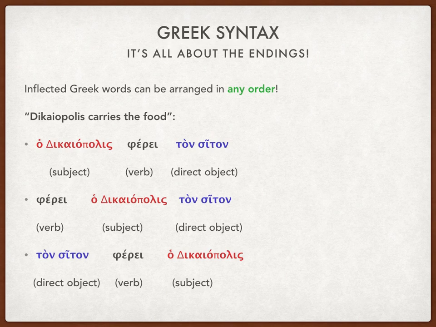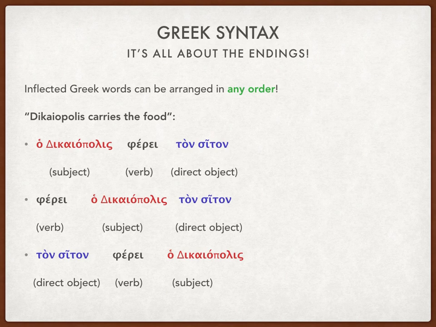Ton seton, that you see in blue, is accusative, and that tells me the bread, the grain, the food is the thing being carried. It's not the subject, so the bread can't be doing anything here. Dikaiopoulos is the one carrying because he's nominative, he's the subject. So I could just have a sentence that says, ho Dikaiopoulos fere ton seton. Dikaiopoulos carries the food. I can rearrange those, however, anywhere I want to. I could say, fere ho Dikaiopoulos ton seton, and it means the exact same thing. It still means Dikaiopoulos carries the food because all the cases are still the same.